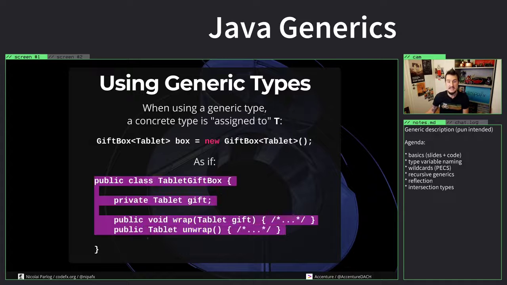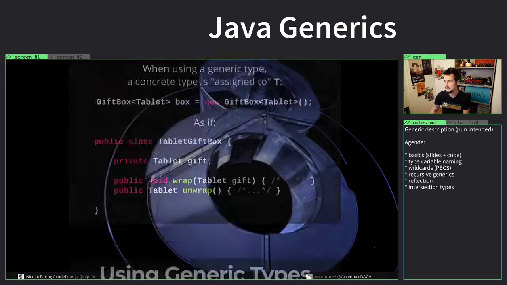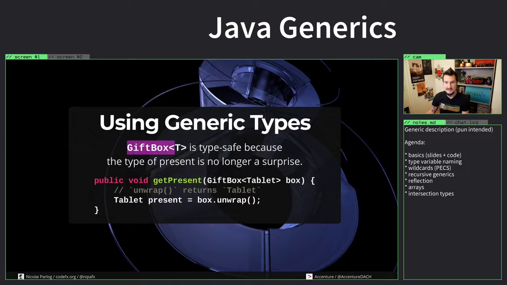So in this case, you can think of a gift box of tablet like a tablet gift box where every T is replaced with tablet. I generified gift box and added a T parameter here, and now it's type safe because the type of present is no longer a surprise, right? I know that if I have a gift box of tablet and I call unwrap, I actually get a tablet back. That's good. And the compiler can verify that. The compiler can say, yes, you get a tablet back. That's pretty good.